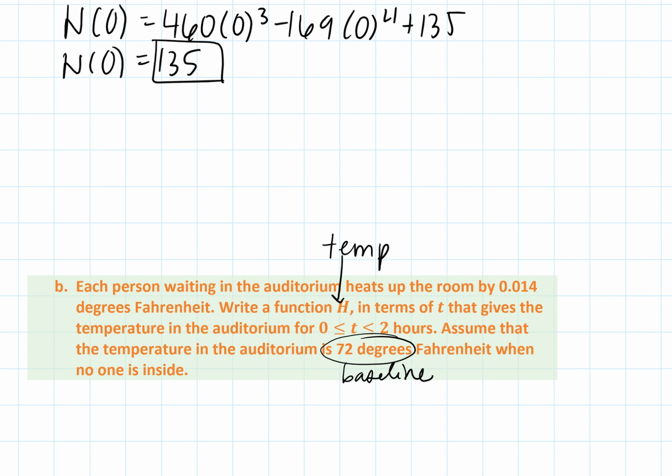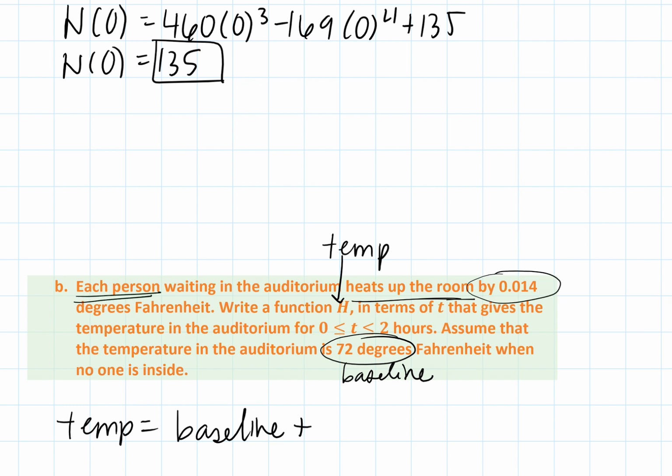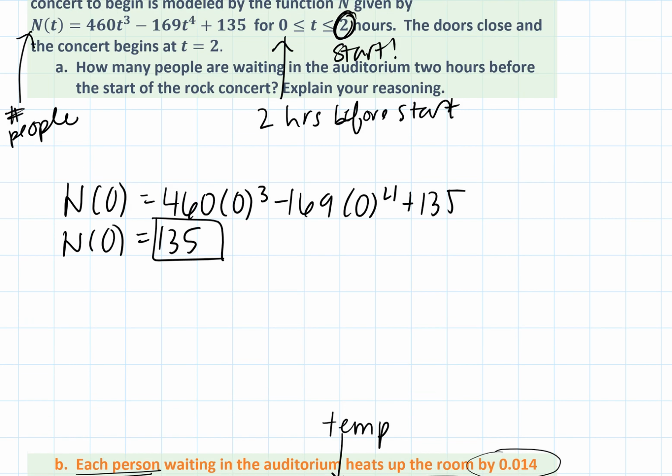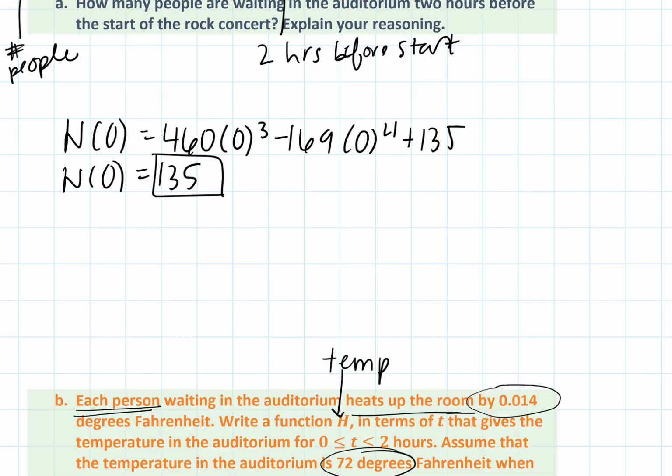All right, let's make sense of what's happening here. People waiting heat up the room, so that means our temperature is going to increase. Well, it would increase from what? It would increase from a baseline. You have some temperature it is, plus it's getting hotter in there. And how hot is it getting? By 0.014 degrees Fahrenheit per person. So it would be 0.014 degrees Fahrenheit times the number of people waiting. How many people are waiting? Oh, that's our function n of t. n is a number of people.